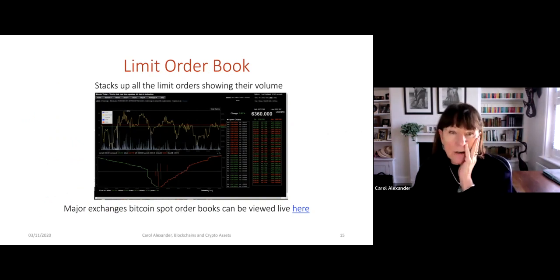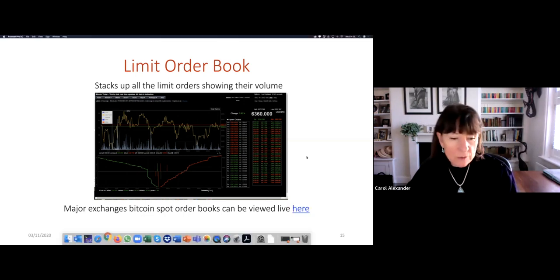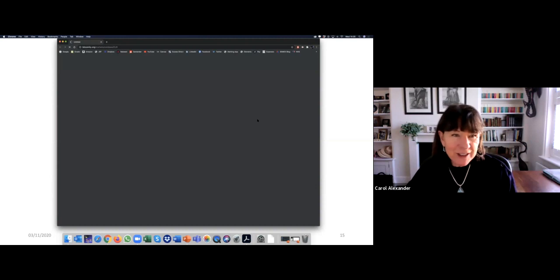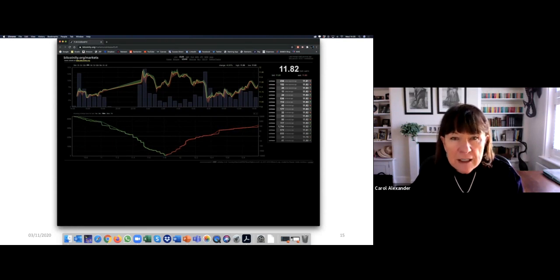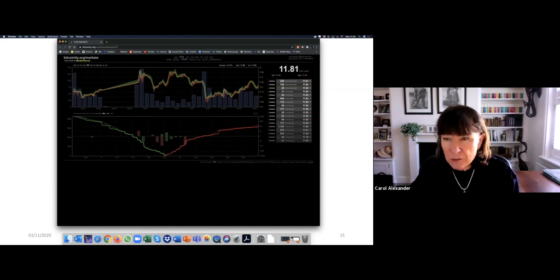So here's a picture of the limit order book, which stacks up all the limit orders showing their volume. And the major exchanges of the Bitcoin spot order books can be viewed in a very nice video here. And let's hope that I can start my Google Chrome, which I decided to stop so that it doesn't interfere with my video. Here we are. This is bitcoinicity.org. So this is GDAX, also Coinbase is called GDAX on this old interface.